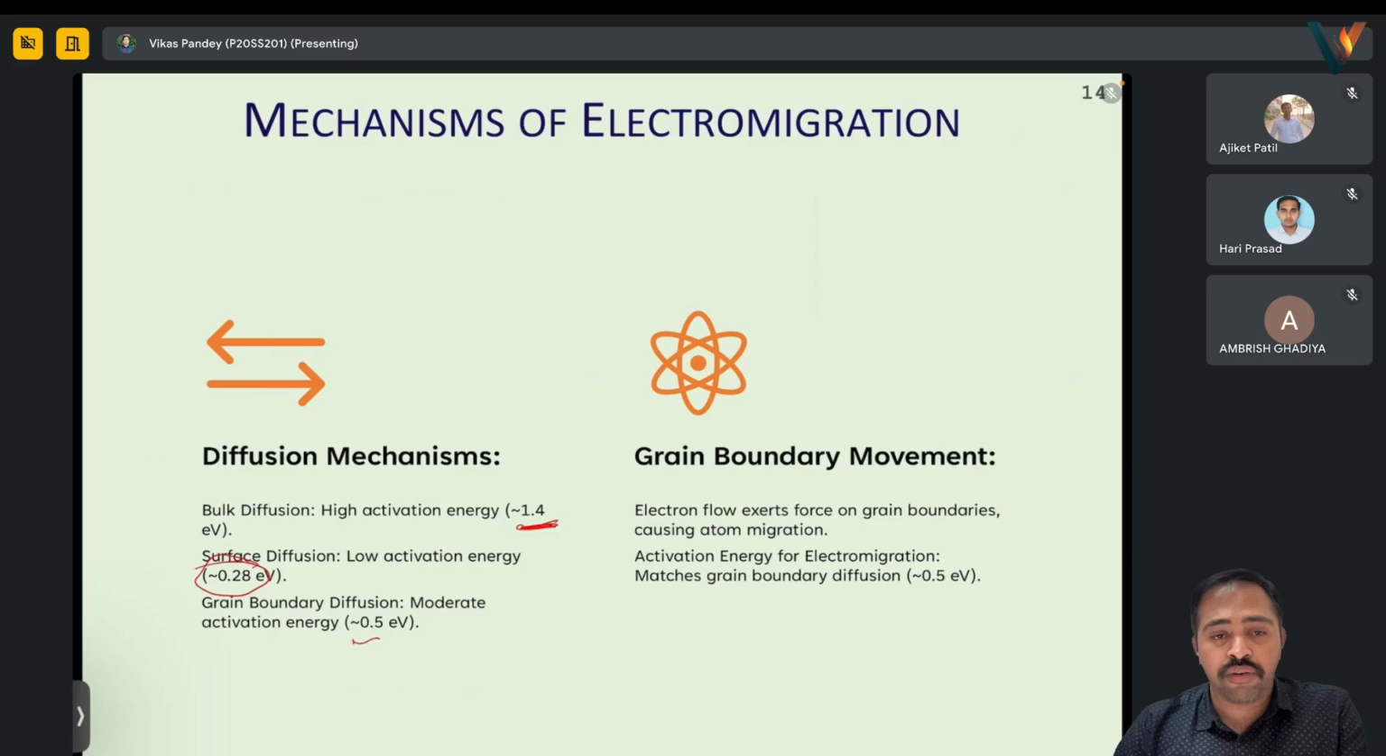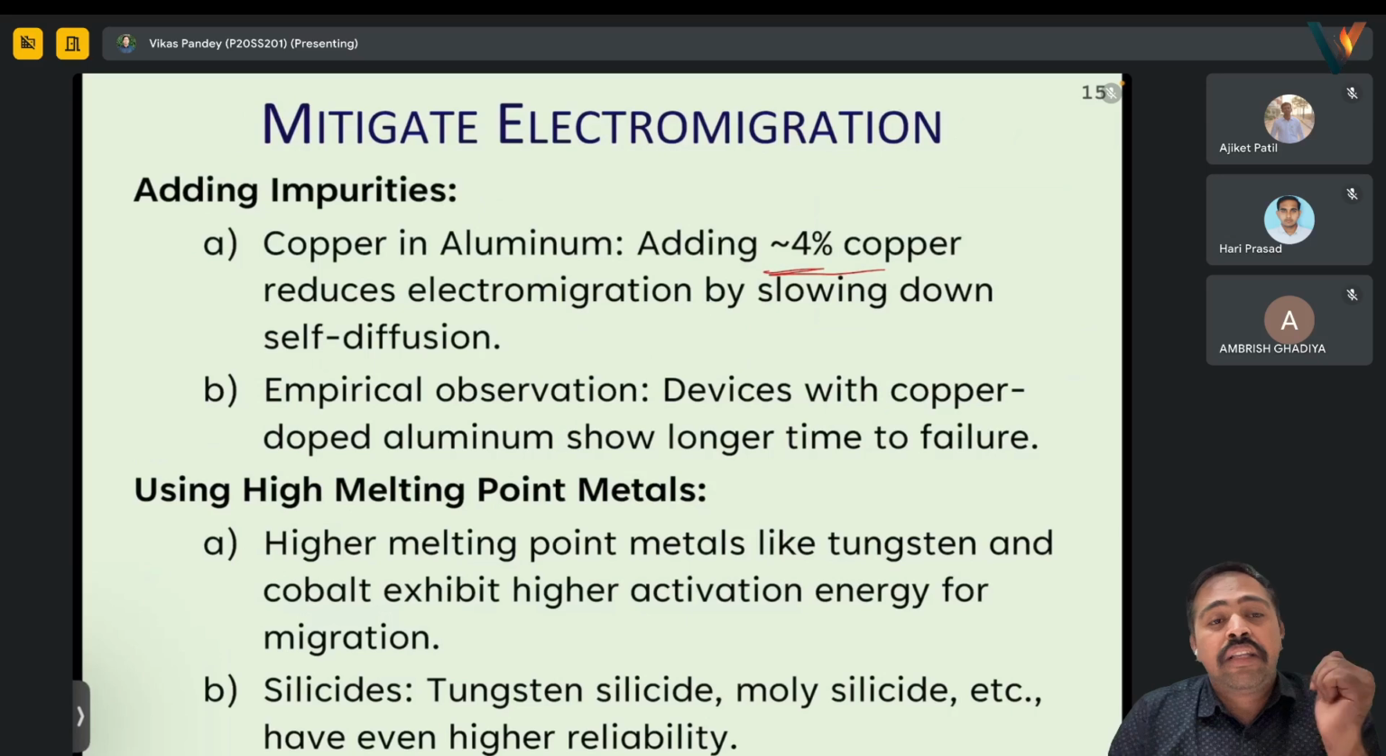Or there is another way, that is using high melting point metals, because this will only occur if electromigration leads to such temperatures where this metal will melt. That's why voids or hillocks will form. So we can use high melting point metals like tungsten and cobalt, or even tungsten silicides, molybdenum silicides. These are conductive, so they can also be used to mitigate electromigration.